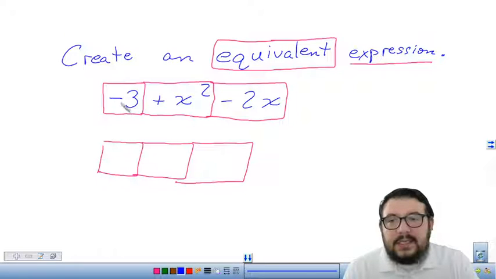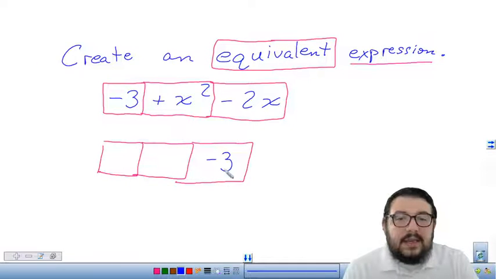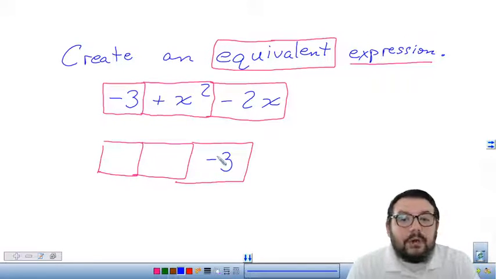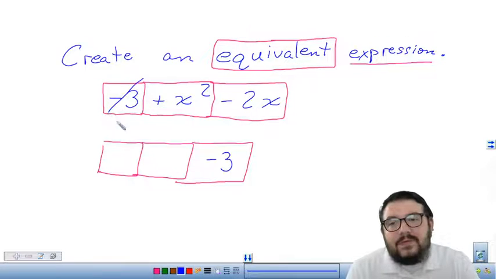So let's say that I take this negative 3 and I move it to the back. Well, as long as I keep it as a negative 3, I'm allowed to do that. That's the purpose of this video, for you to understand. You're allowed to change the order. Okay, so this one I moved.